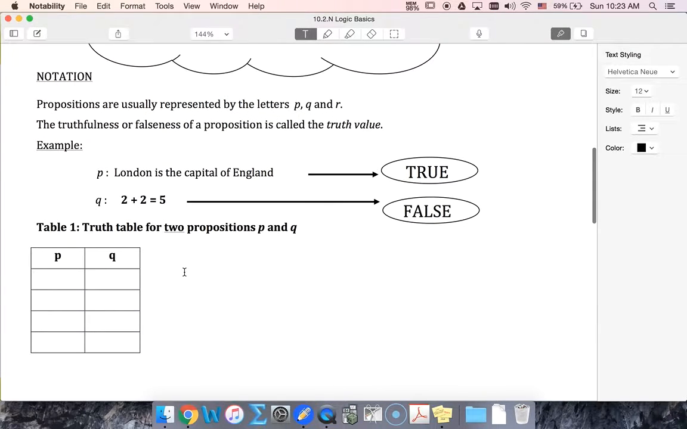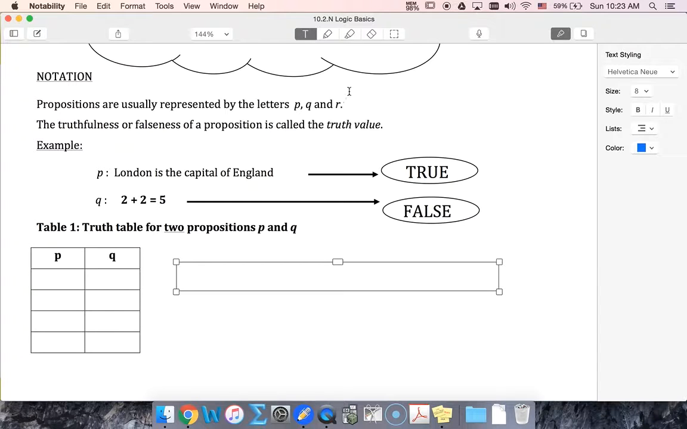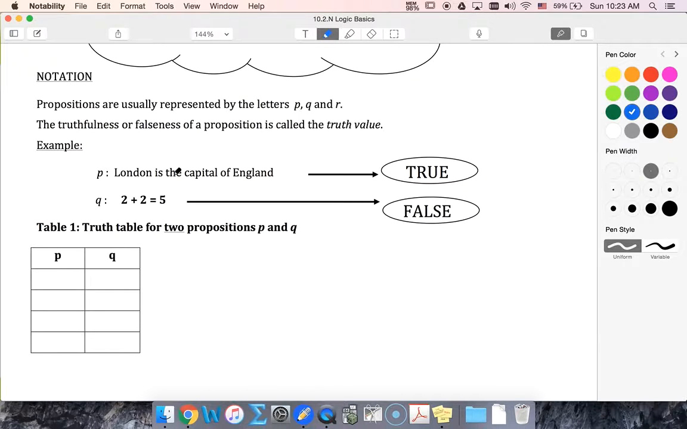So together, two propositions, well, either they could both be true, one could be true and the second could be false, the first one could be false and the second one could be true, or they could both be false. So for two propositions, there's 4 different possible outcomes of their truthfulness or their falseness.